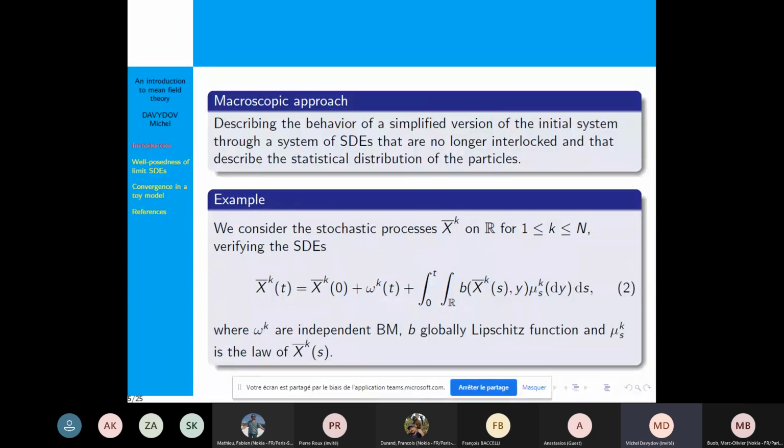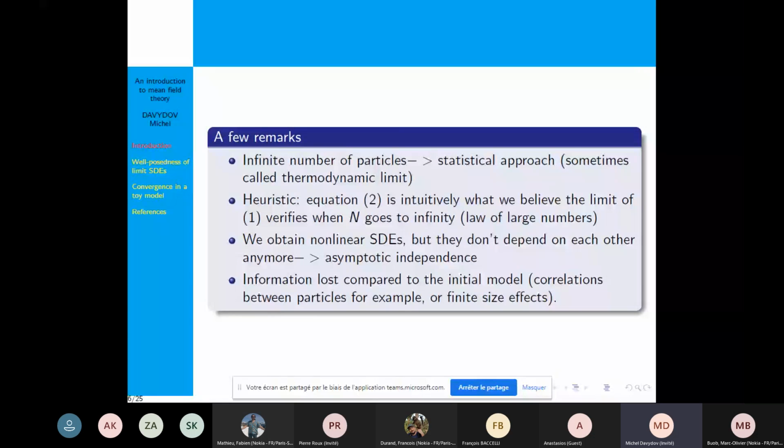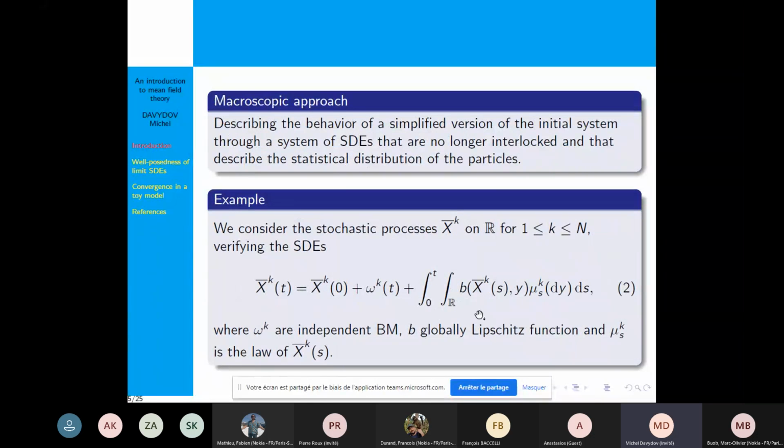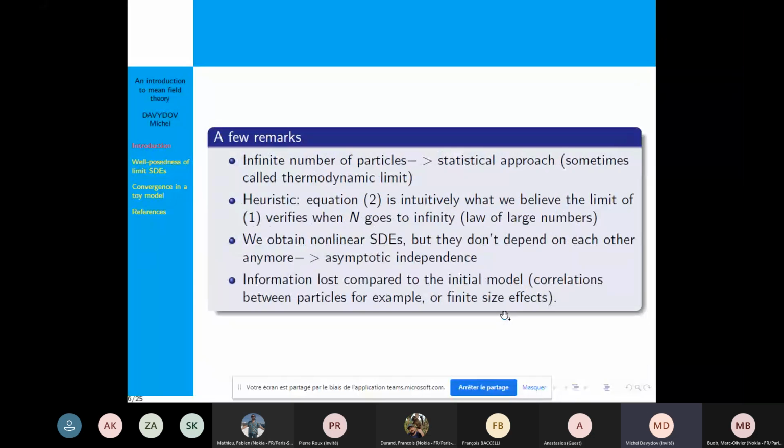But it's also more complex, because here you have a dependence on the law of x. Basically x at time t depends on its law. This is what we call a nonlinearity, because the process depends on itself in this way, and so the law of xk depends on the law of xk at a different time. Because of that, you obtain nonlinear SDEs, nonlinear stochastic differential equations.